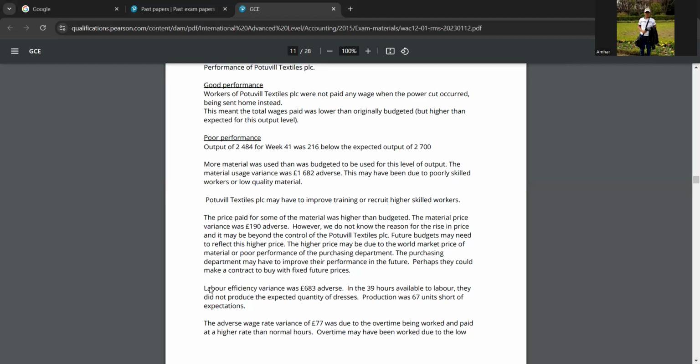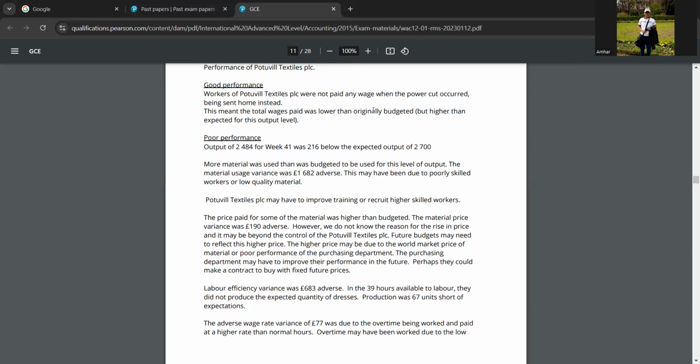Okay, so what you can say is, for good performance, workers of Pottuvel Textile PLC were not paid any wage when the power cut occurred, being sent home instead. So when the power cut occurred, they were not paid any wages, they were sent home. So you can say this meant the total wages paid was lower than originally budgeted. This means that the total wages paid was lower than the budgeted figure.